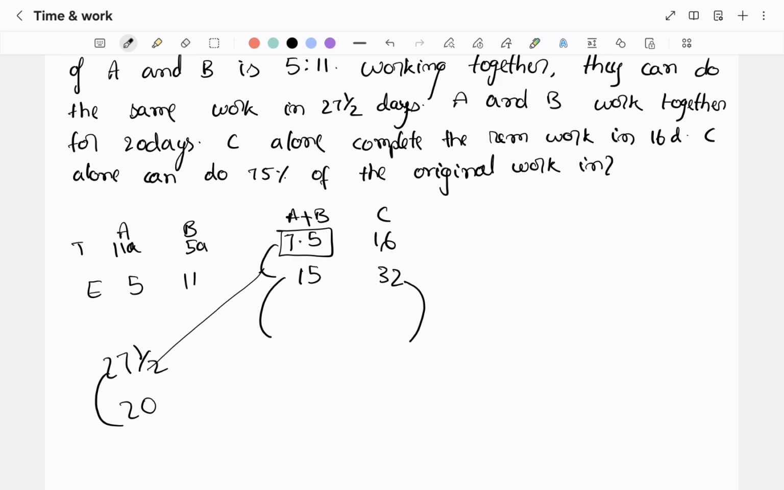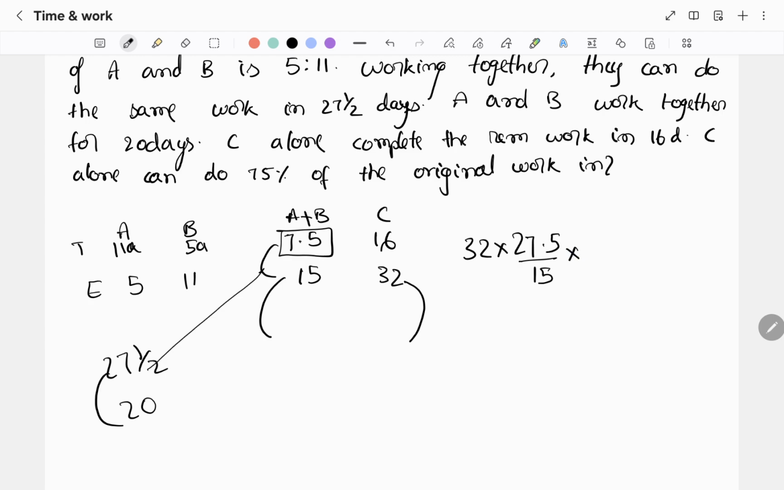So first of all, what is 100% of the work? That we will calculate. The total work is done by A and B together in how many days? 27.5 days. Suppose C has to do that 27.5 days of work, how many days will it take? First of all, this 7.5 decimal, convert the decimal into an integer. So multiplying by 2, it becomes 15 and 32. Now we need to complete 27.5, so 32 into 27.5 by 15. This is 100% of the work.